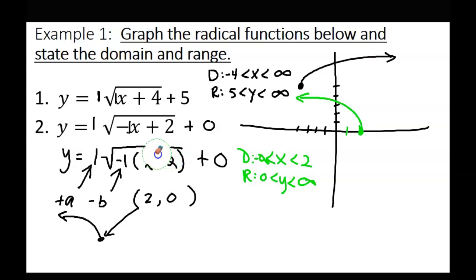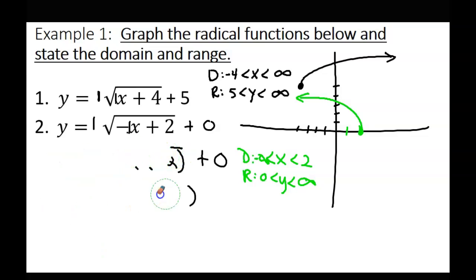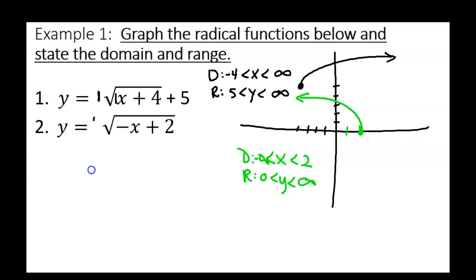Can't help it. It's a natural inclination. Okay. So don't forget, if you have a number in the front here, you got to factor it out of the pair. All right, let's do number 3.